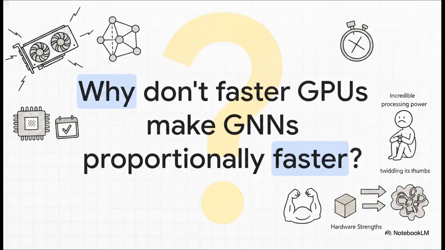Okay, let's dive into this with a question that honestly plagues a lot of machine learning engineers. Why don't faster GPUs make GNNs proportionally faster? I mean, we're constantly throwing more and more compute at our networks, right? We buy the latest, greatest hardware, we expect these massive speedups, but with GNNs, the performance just refuses to scale. It's this central paradox. You've got all this incredible processing power just sitting there, literally twiddling its thumbs. But why? Well, to figure that out, we've got to look at what modern hardware is actually built to do versus what GNNs force it to do.